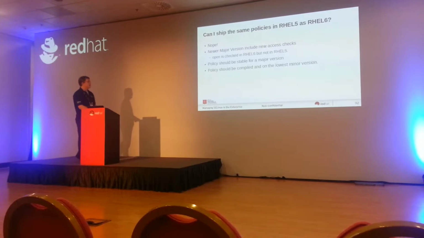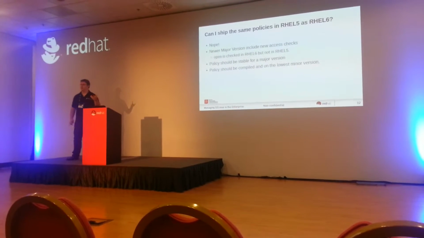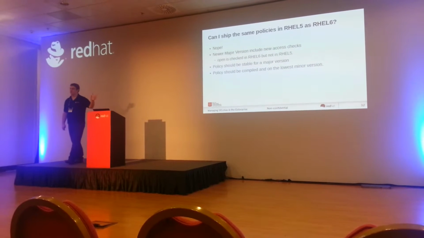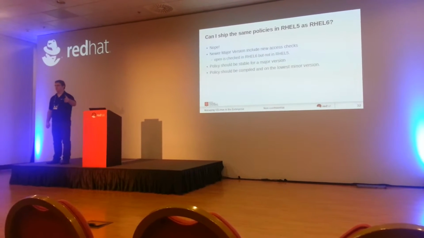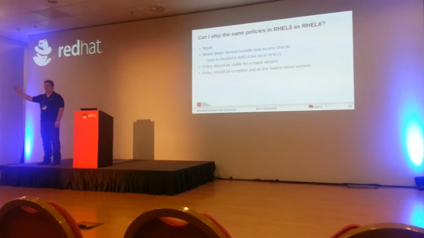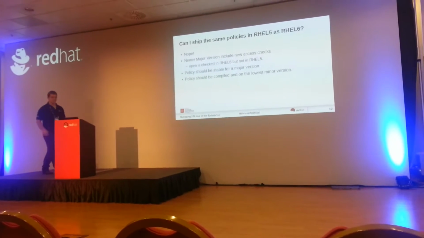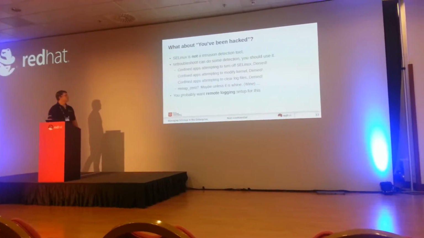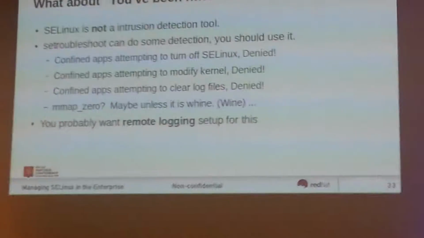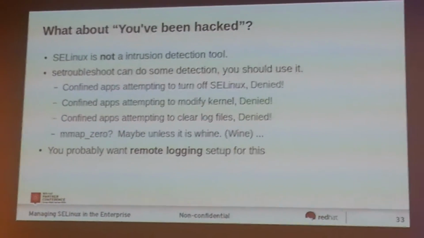The documentation here is pretty good. One point. The commitment to the API and ABI compatibility with major versions applies to SELinux. If it works on RHEL 6.1, it's almost guaranteed to work on RHEL 6.5 and in future versions. Okay. So again, I just want to remind people that SELinux is not an intrusion detection tool, okay? And you still might get hacked.